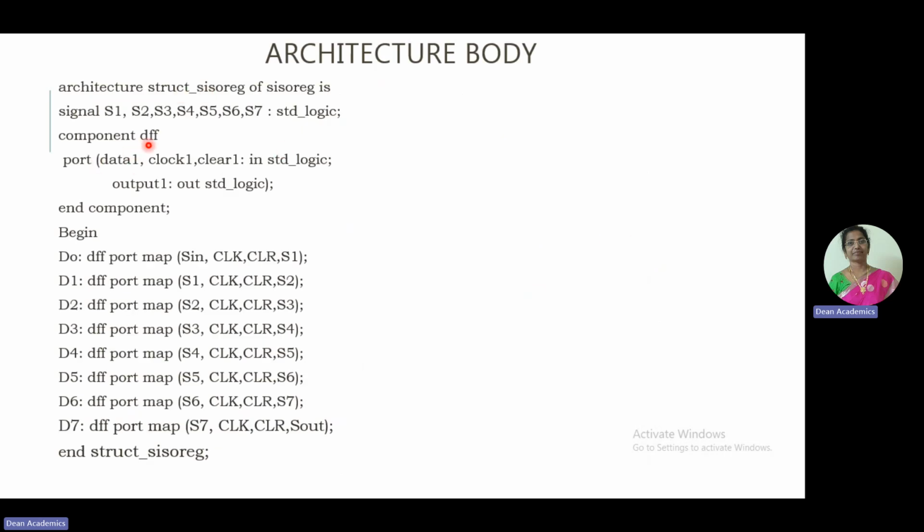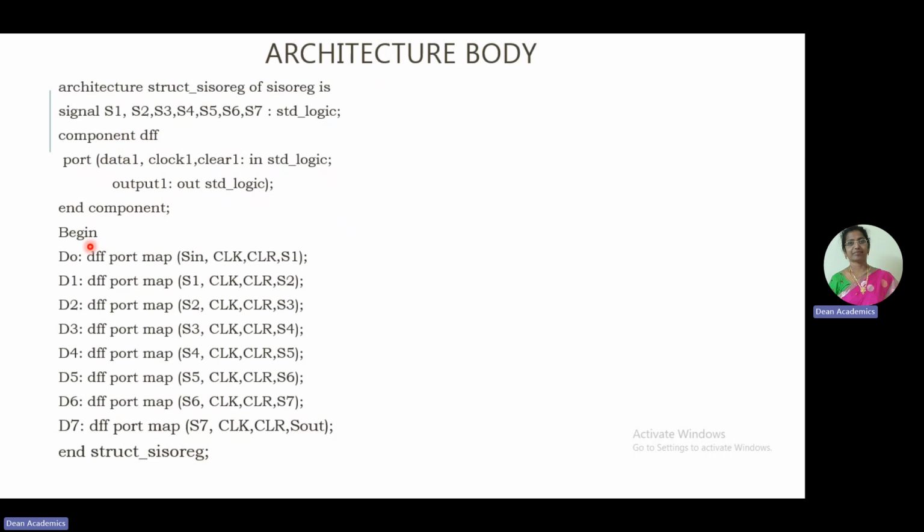Then component D flip-flop, and for the D flip-flop we are giving three inputs, that is clock signal, clear signal, and serial data input. So I have given the names of the ports as data1, clock1, and clear1. These are the input ports to the D flip-flop. It is standard logic type. And output port, I'm mentioning it as output1, which is also a standard logic type, end component. So this is the D flip-flop component declaration.